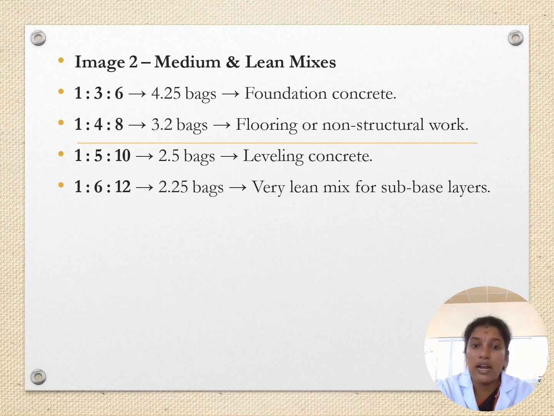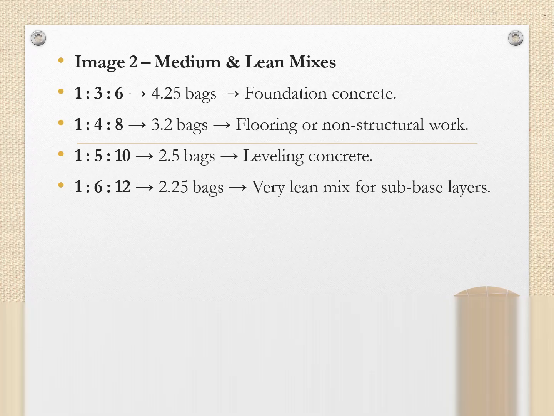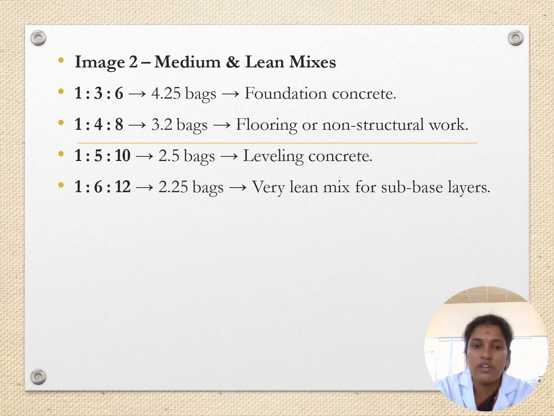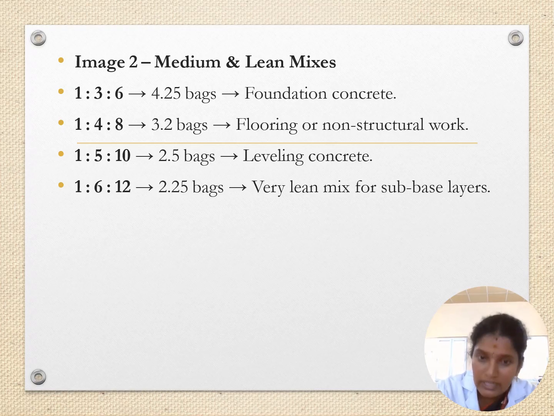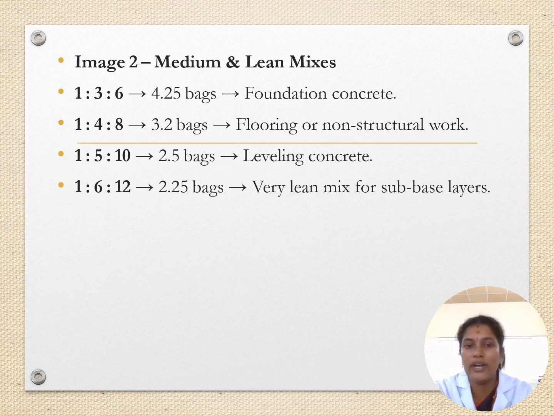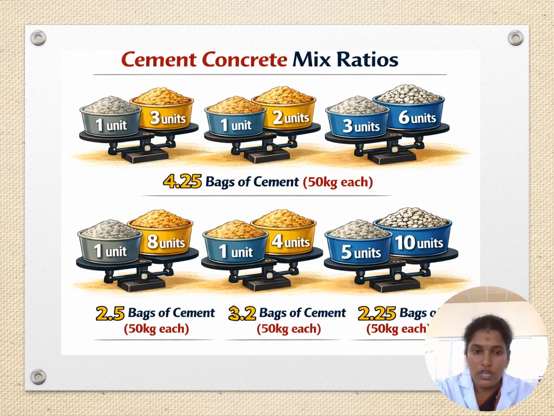Likewise we have some other uses: 1:3 for foundation, flooring and non-structural work. 1:5:10 for leveling concrete, and the last one is a very lean mix, mainly for sub base layers. They prefer this 1:6:12 ratio. So these are all the mix ratios with quantities of cement content, and the purpose of providing these ratios. I am again explaining with the same content in the image.